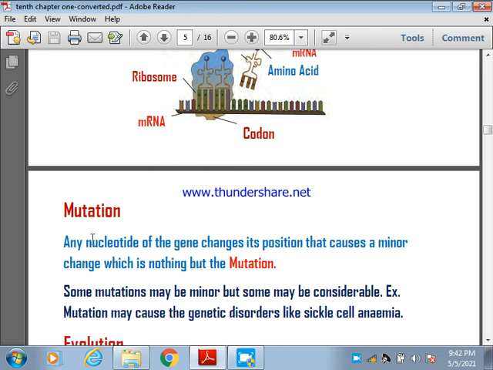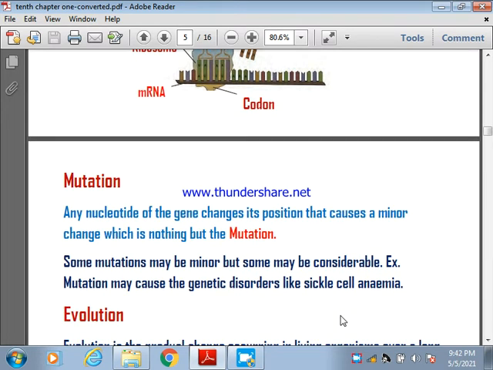Next, mutation. If any nucleotide of the genes changes its position, that causes a change, which is nothing but mutation. Sometimes a mutation may be minor, but some may be considerable. For example, mutation may cause genetic disorders like sickle cell anemia, and different kinds of diseases are caused by mutation if the mutation is large.